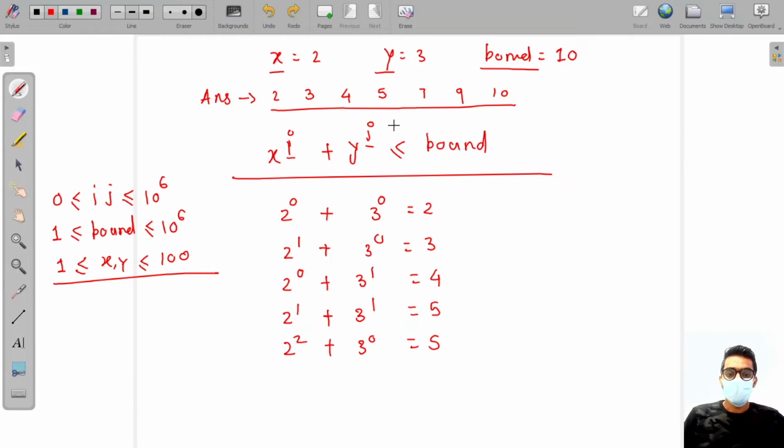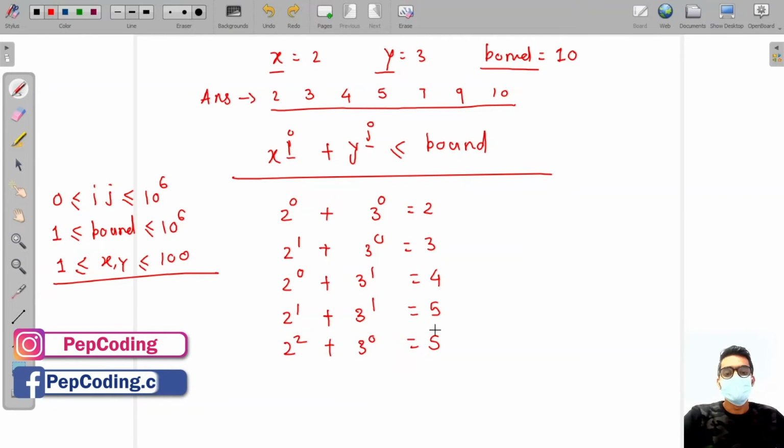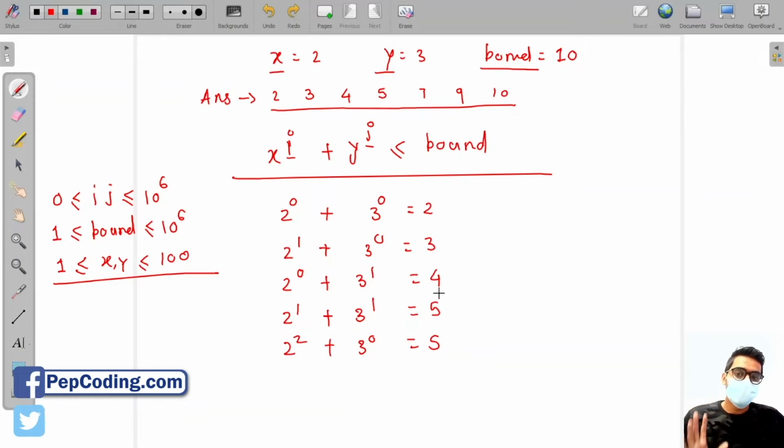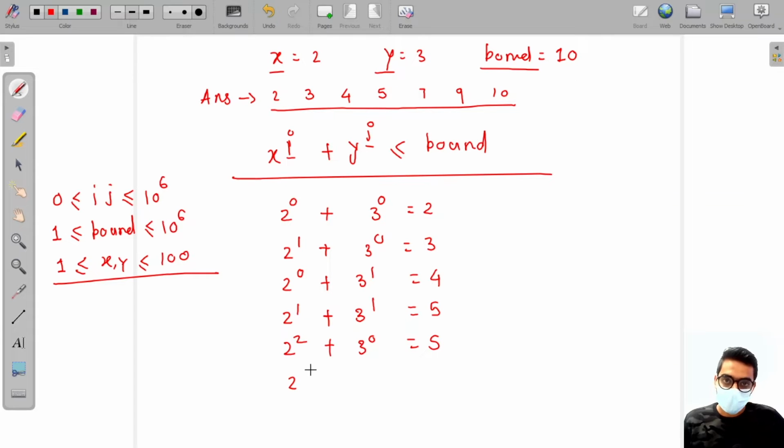To avoid this, we are going to use a set. Why not a map? A map contains key versus value, and we don't want a frequency map. For that, we are going to use a set here. A set contains only distinct values.